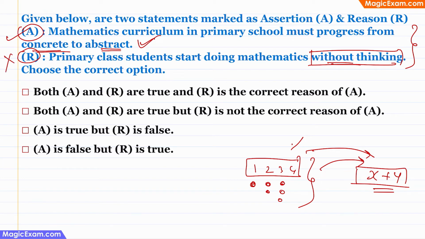Now, if you look at the answer choices, both A and R are true? No. Both A and R are true? No. A is true, but R is false? Yes. A is false, R is true? No. Therefore, option 3 is the correct answer here.